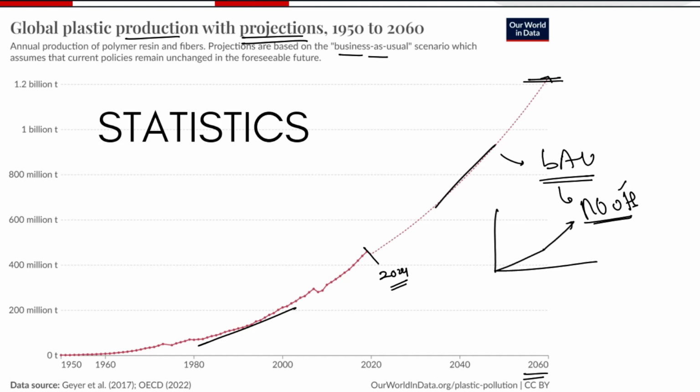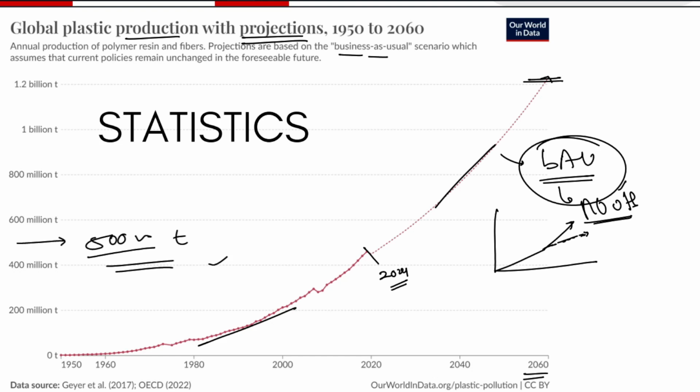So we definitely need to do something, even to keep the slope the same. All right, so we cannot go the BAU route, the business as usual route. Now where have we reached? Almost 500 million tons of plastic production annually, and this is increasing from the 1950s. So overall the statistics are worrisome.